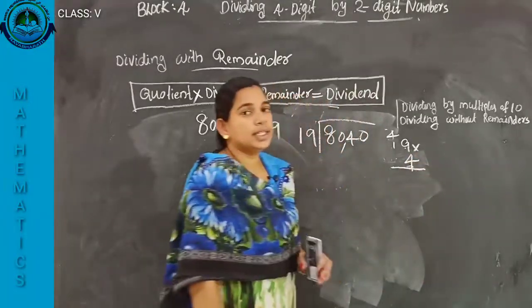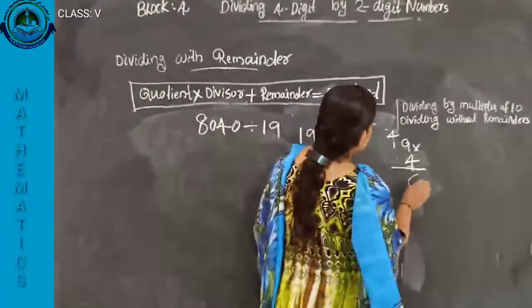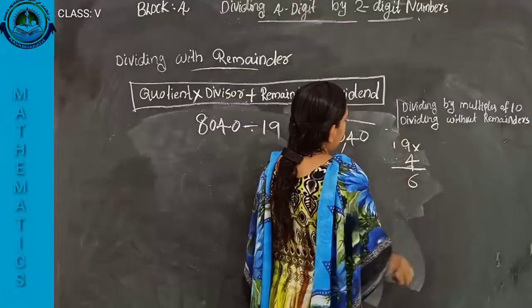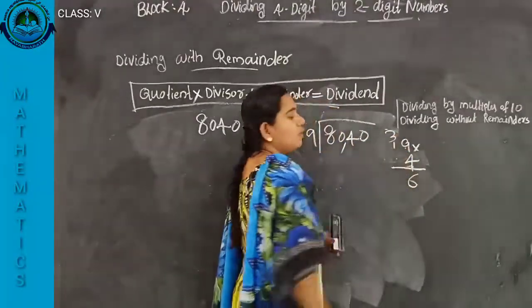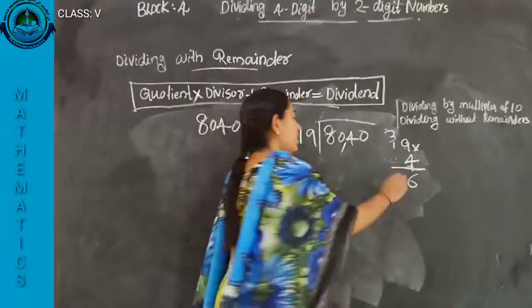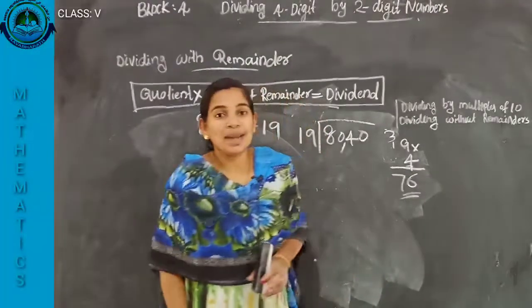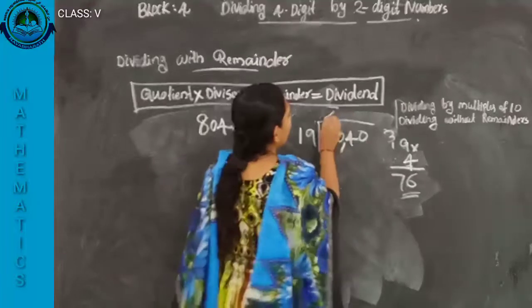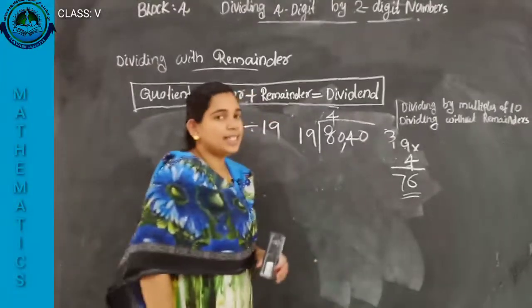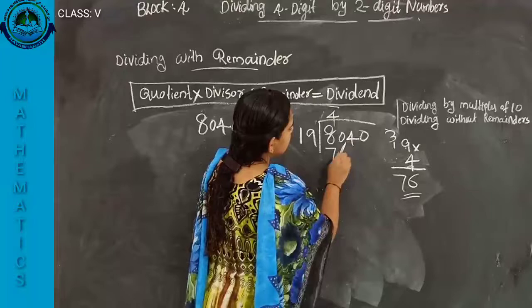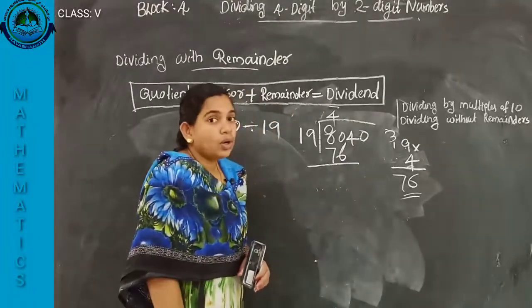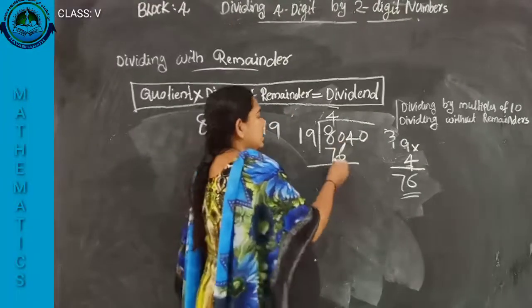9 into 4, 36. 3 as carry. 1 into 4, 4. 4 plus 3, 7. So, how many 19s are there? 4 19s. 4 into 19, 76. Then what do we do next? Yes, we want to subtract.